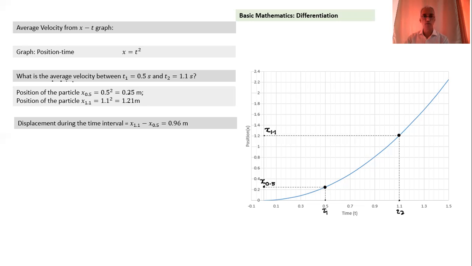It has moved from 0.25 to 1.25. So what is the displacement? It is moving towards the right direction. Displacement is positive, and the difference of the two will give displacement: final position minus initial position. That's 0.96 meter. So it has moved 0.96 meter during this time interval.